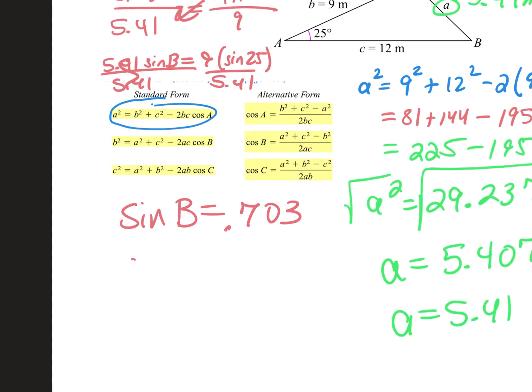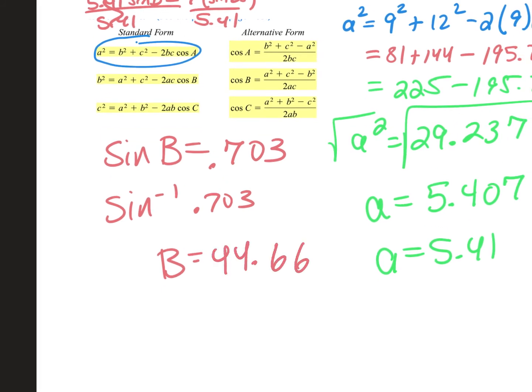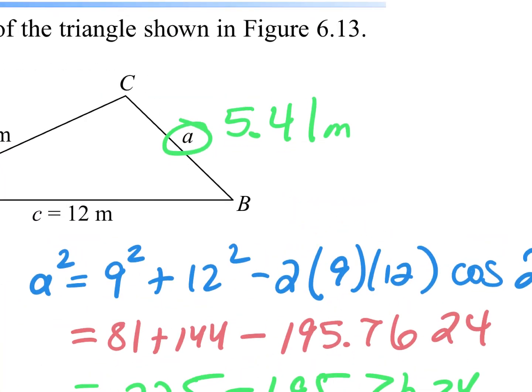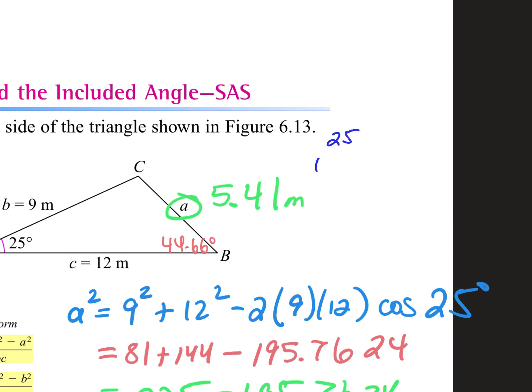0.703. So go ahead and hit second sine in your calculator. And you found out that angle B was how much? 44.66 degrees. Okay, so angle B is 44.66 degrees. Now, if I'm going to try and find angle C, I could use the law of cosines. I could use the law of sines again. Or I could easily do what? Add the two together and subtract from 180. Good. So what is 25 plus 44.66?